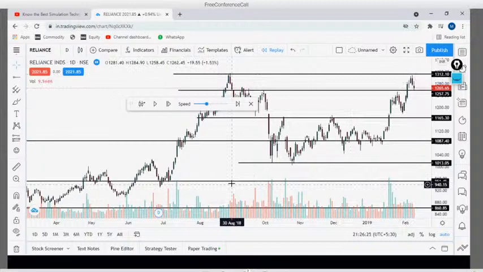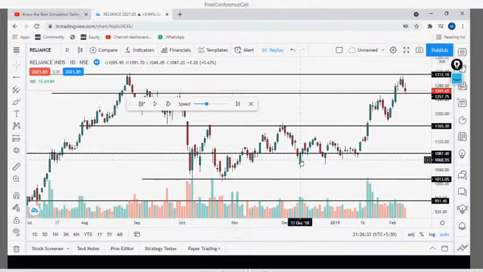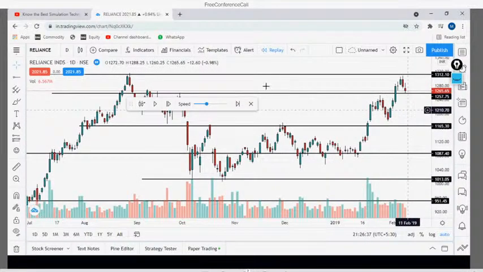How you can test. I'm just showing you live, in front of you guys only. I'm showing how I marked support, resistance, and how it is acting here.